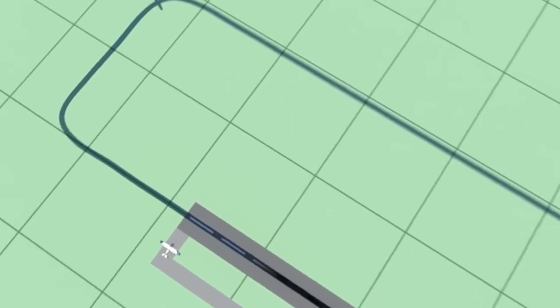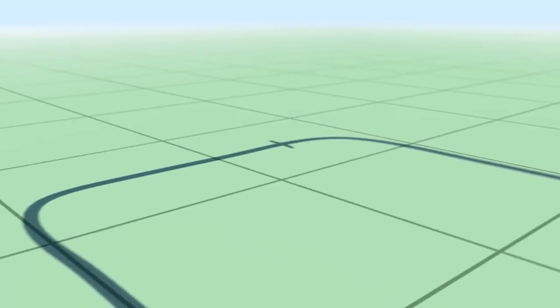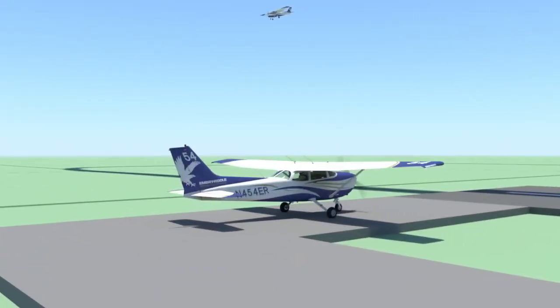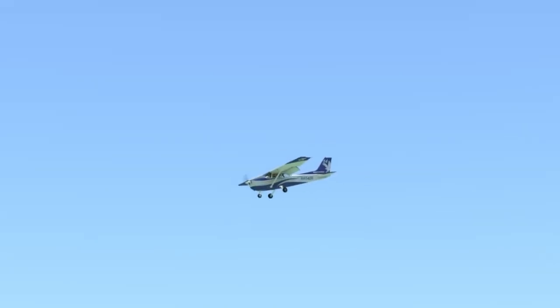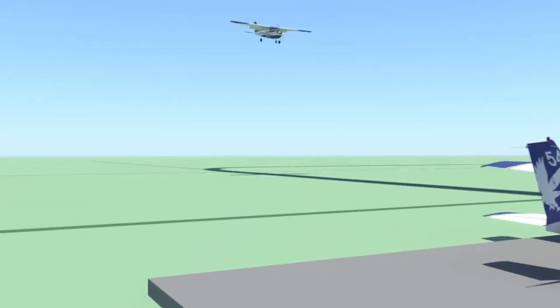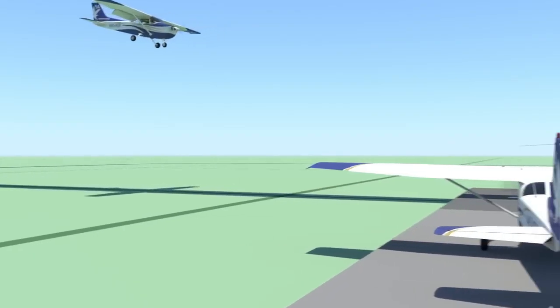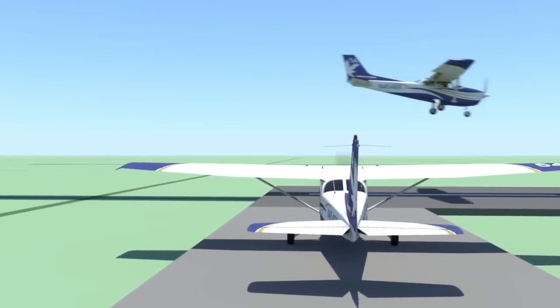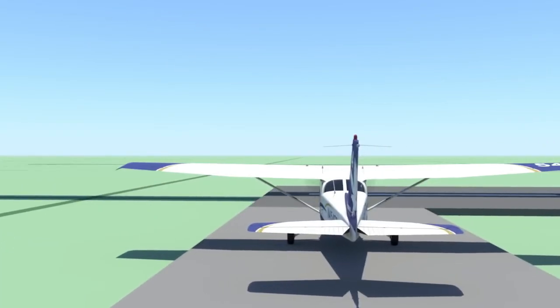Pilots in the pattern announce their positions in reference to these legs. If a pilot announces that they are on the base leg and about to turn final, another pilot on the ground would know that it's probably not safe for them to take off at that time. They'll then wait for the approaching traffic to land before they take off.